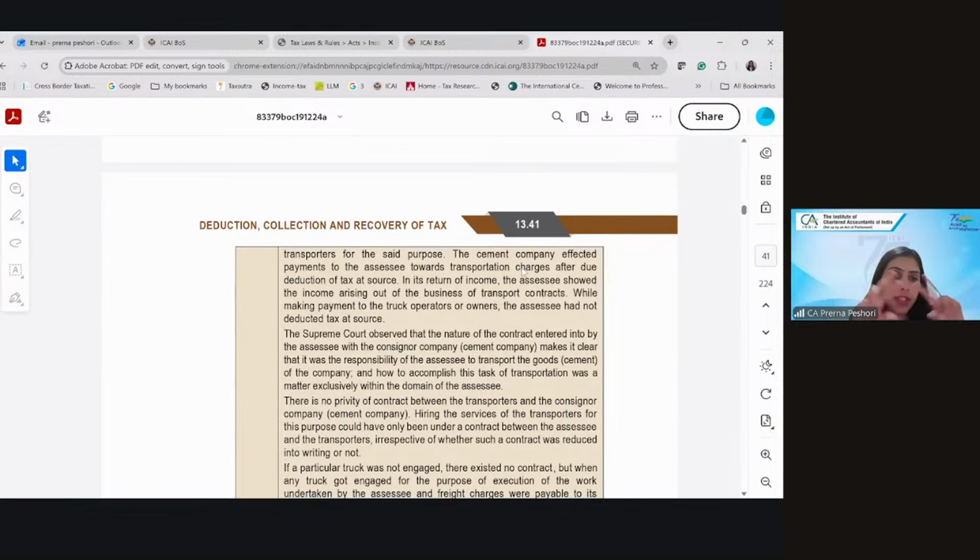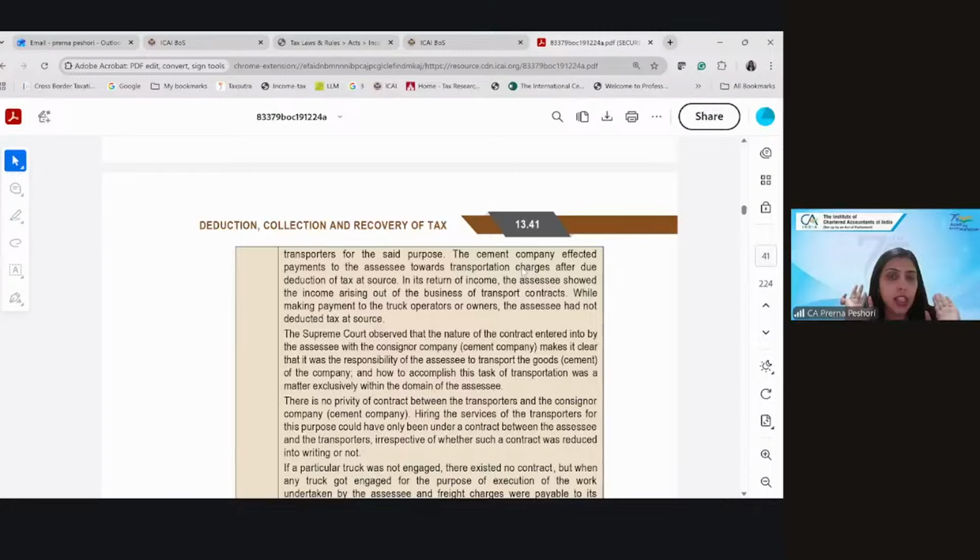So it's a tripartite contract. There's a cement company which has given the contract to the transport company. Transport company has given the contract to the third company, and has made the payment for the usage of the trucks. So the question is that when the payment was made for the transportation charges by the cement company to the transporter, TDS was deducted. But when the transport company made the payment to the truck operator, it did not deduct the TDS.